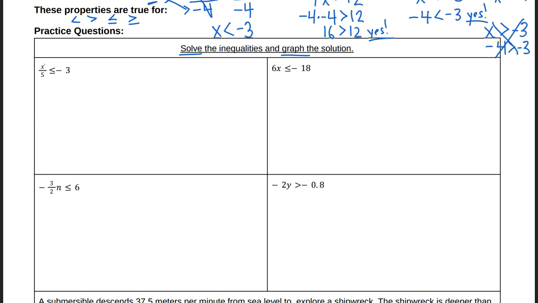So I want to get this x all by itself, so I'm going to do the inverse operation and I'm going to multiply by 5. When I multiply by 5 on one side, I have to do the same thing to the other. 5 divided by 5 cancels to 1, so it leaves me with x. Because I multiplied by a positive number, I'm just going to keep the sign just the way that it is, and I'm going to have x is less than or equal to negative 15, because negative 3 times 5 is negative 15. All right?